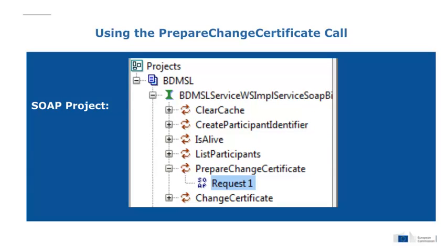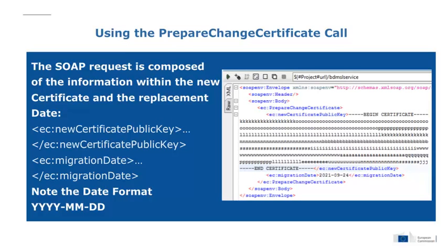As we are using SoapUI for this tutorial, we have prepared a Prepare Change Certificate request. On this slide, you see the content of the SOAP request made when making a Prepare Change Certificate call. Between the two tags of Certificate Public Key, you need to put the content of your new public key in that field. Beneath that, you'll see a migration date. The migration date actually represents the last day of validity of your current certificate. This will enable SML to know that it needs to replace your certificate by that date.